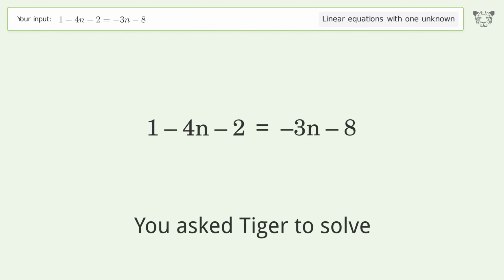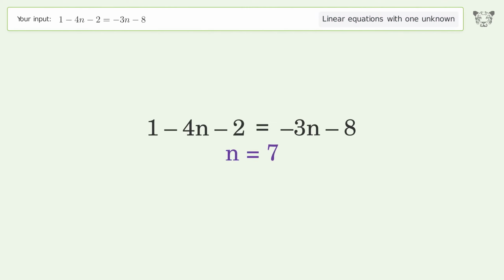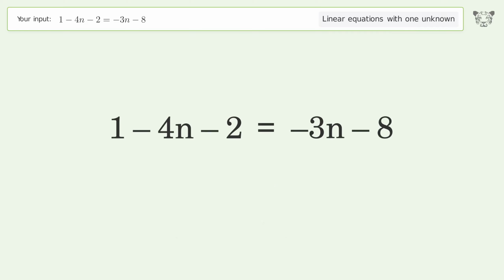You ask Tiger to solve. This deals with linear equations with one unknown. The final result is n equals 7. Let's solve it step by step. Simplify the expression. Group like terms.